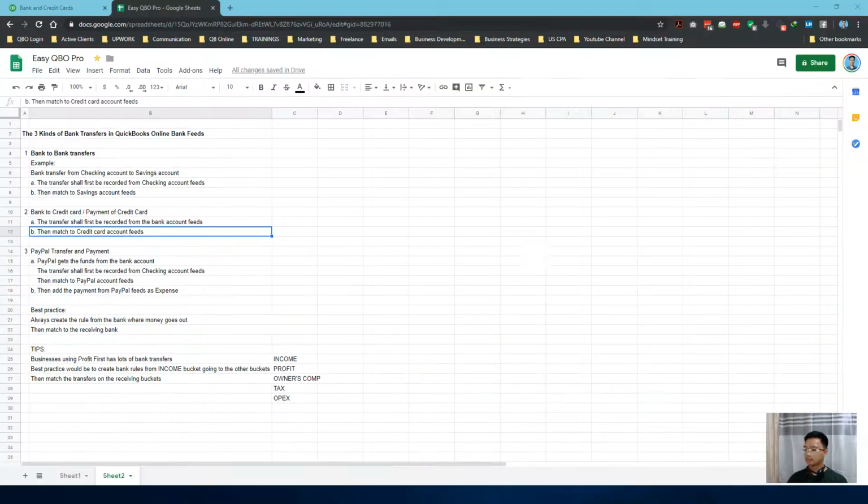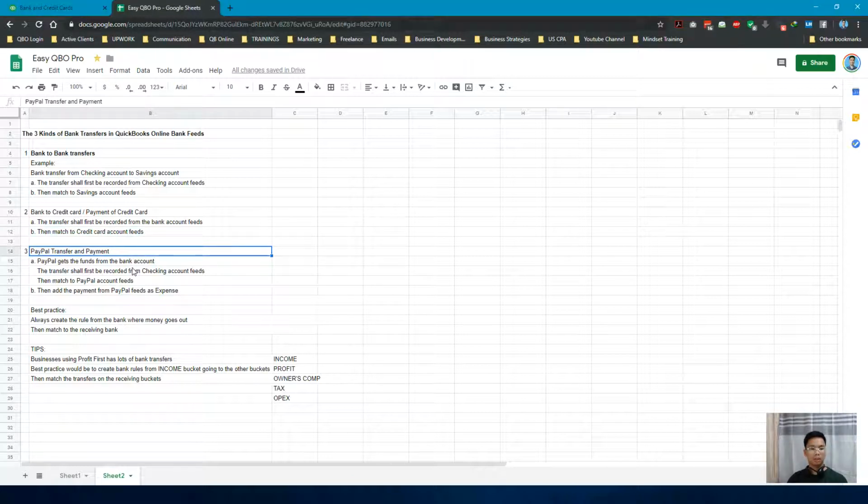Okay, and the last one will be PayPal transfer and payment. It happens when PayPal gets funds from your bank account and then PayPal subsequently uses the funds to pay the expense or item that you are buying through PayPal. Okay, so the procedure here is the transfers shall be first recorded from the checking account if the funds came from checking account. Okay, and then you match the transfer on the PayPal bank feeds. And then after matching that, you then record the payment from PayPal feeds as expense. Okay, to complete the transaction.